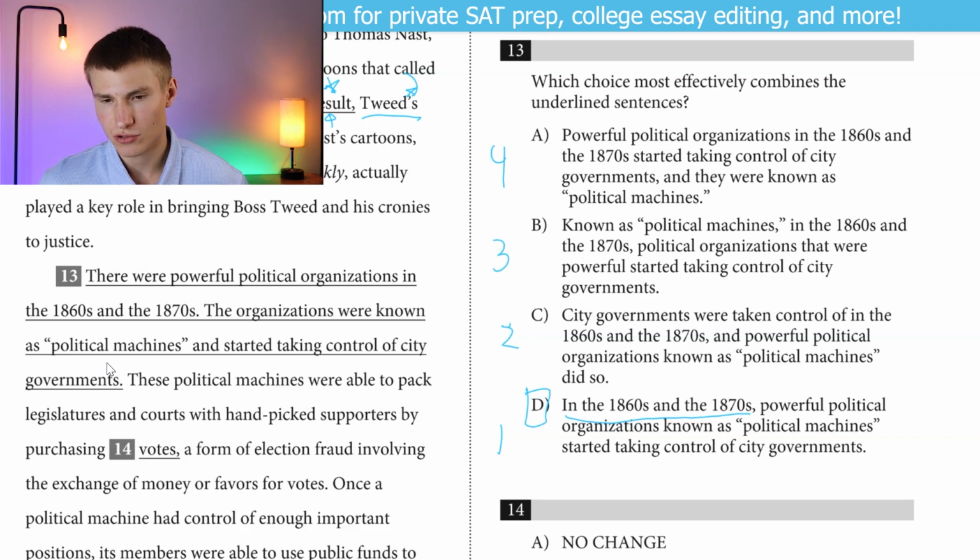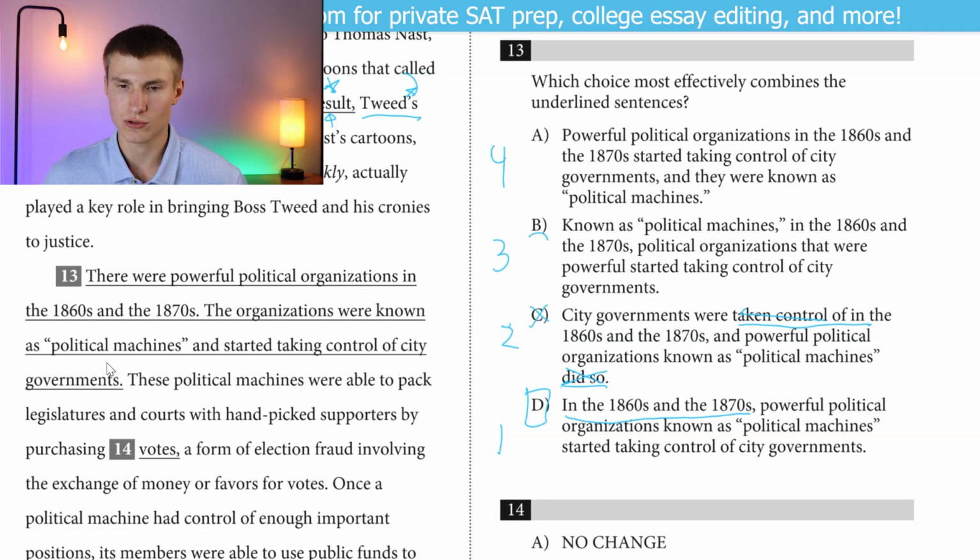So we'll start with answer choice C. We have city governments were taken control of in the 1860s and the 1870s, and powerful political organizations known as political machines did so. Well, we know that they took control of it, and now we're saying did so. Okay, that's repetitive, that's redundant, so I can go ahead and get rid of answer choice C.